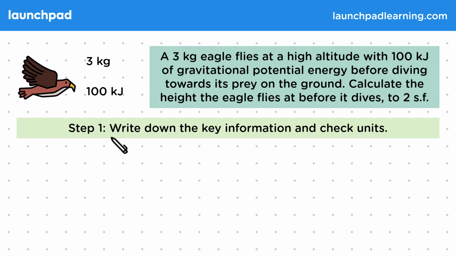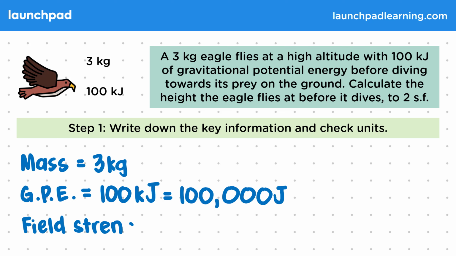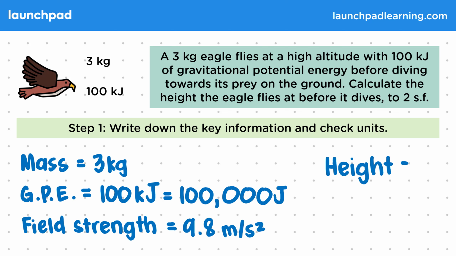So for step 1, let's write down the key information and check the units. The mass is equal to 3 kilograms. The gravitational potential energy is equal to 100 kilojoules, which is 100,000 joules. The field strength is 9.8 meters per second squared, and we want to calculate the height.